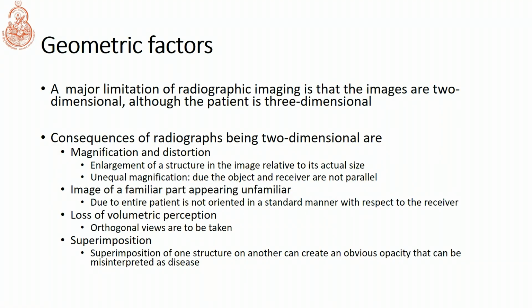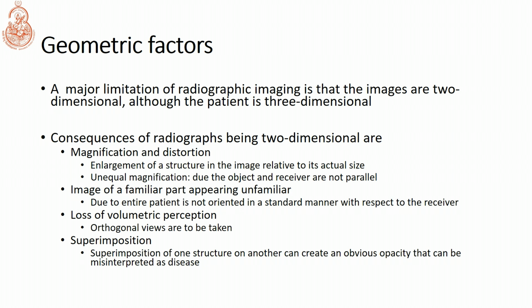The next one is distortion. Distortion means unequal magnification, and this happens if the object and the receiver are not parallel to each other, which means that the object and the receiver, the film, should be parallel to each other. It shall not be in a slanting direction. If it is in a slanting direction, we are going to have an unequal magnification of a structure which is of similar size.